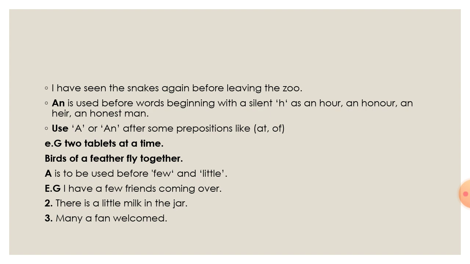Now next, an is used before words beginning with a silent H, such as an hour, an honor, an heir, an honest man, etc. Next, use a or an after some prepositions like at, of. For example, two tablets at a time. Second example is: birds of a feather flock together.